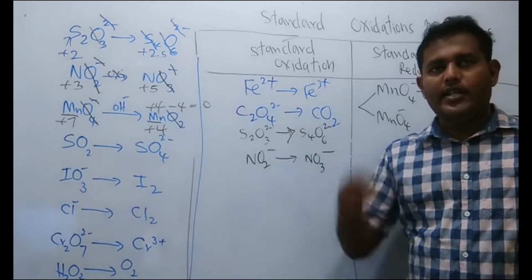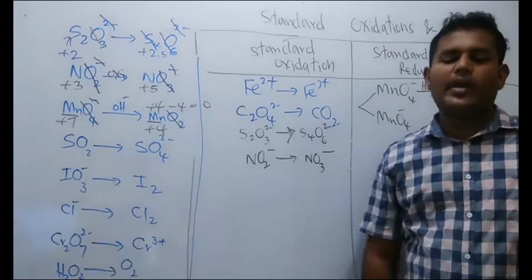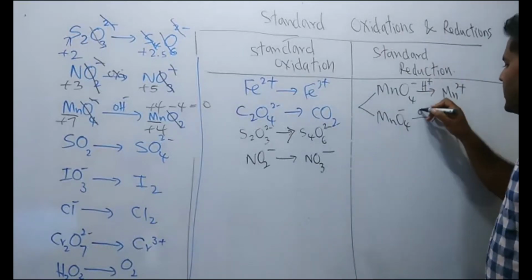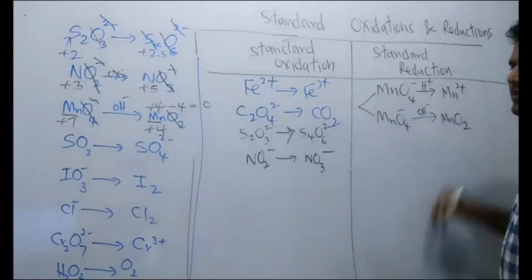Okay? In acidic medium, we use H plus to balance. In basic medium, we use OH minus to balance. MnO4 minus in basic medium converts into MnO2.